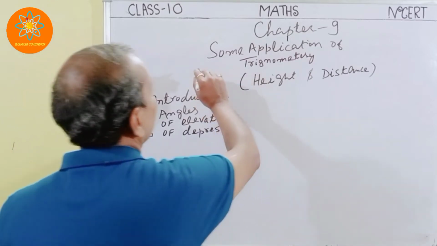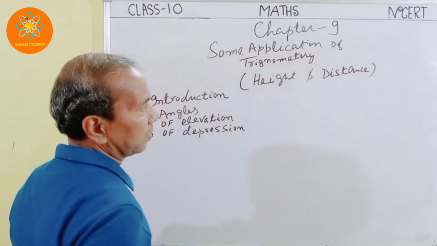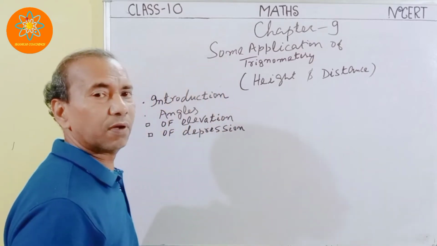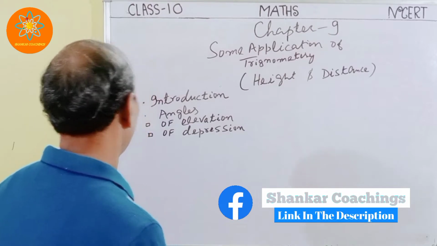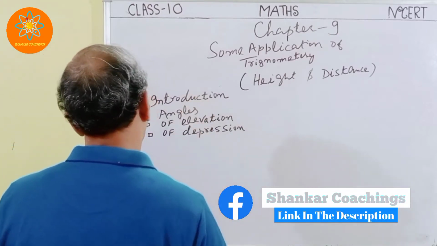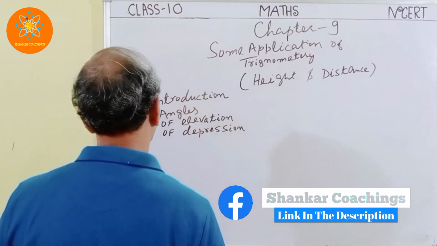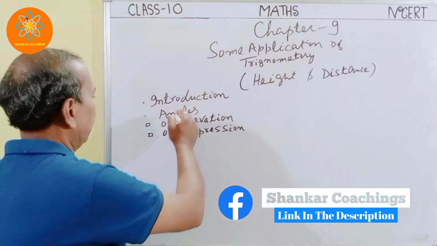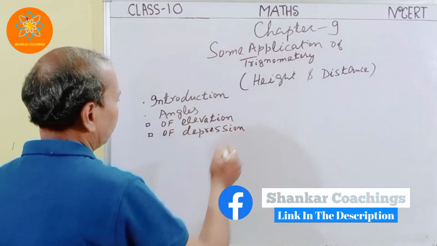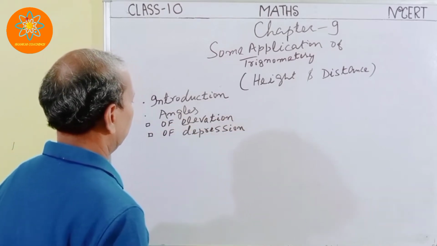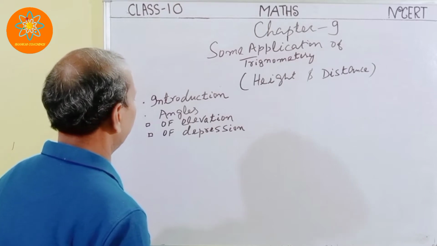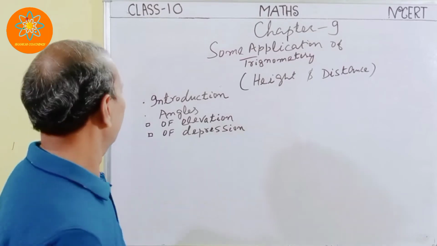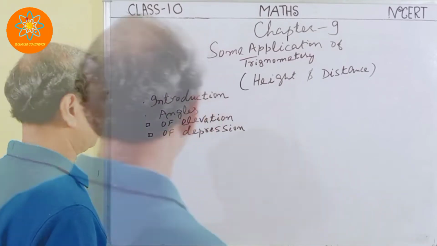Chapter 9, Some Applications of Trigonometry. It is basically a chapter on the basis of height and distance. So we have this introduction portion, and then we have angles also. Two types of angles are there. We'll see this later on, like your angle of elevation and angle of depression. So first of all, we will see the introduction.